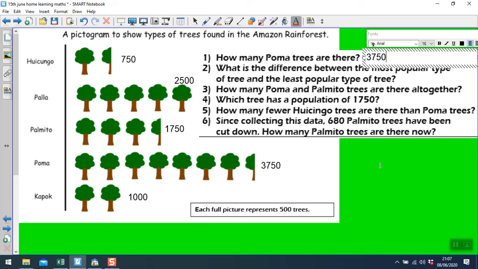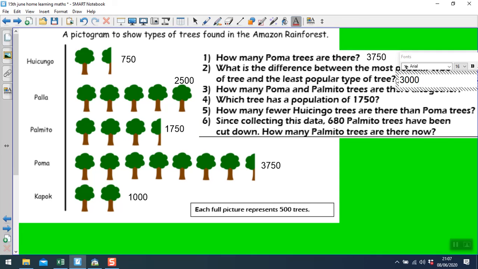3,750. What is the difference, so subtraction, between the most popular type of tree and the least popular type of tree? So the one with the most trees is the poma at 3,750, and the huikungo is 750. So 3,750 take away 750, the difference is 3,000 trees.